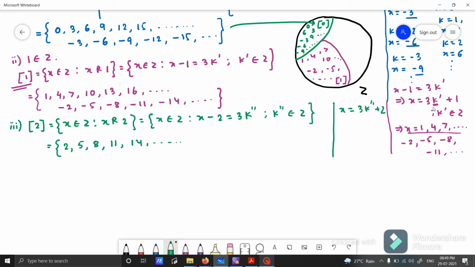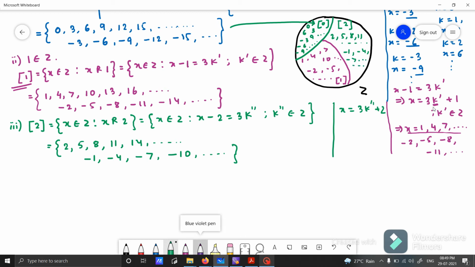Now let's see the negative values. Suppose you take k double dash as minus 1, so this becomes minus 3 plus 2, so that is minus 1. And suppose k double dash is minus 2, so minus 6 plus 2, that will be minus 4. Again, same pattern: minus 1 minus 3 is minus 4, minus 4 minus 3 is minus 7, minus 7 minus 3 is minus 10, and so on. So now we have got another compartment or subset, which is equivalence class 2, and the elements are 2, 5, 8, 11 and so on. Also minus 1, minus 4, minus 7 and so on.